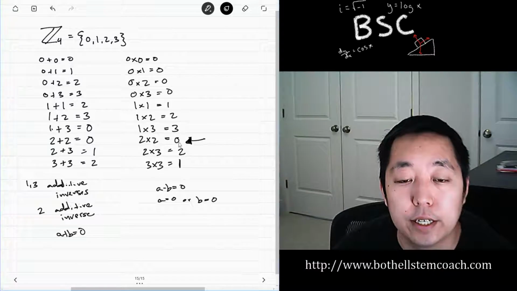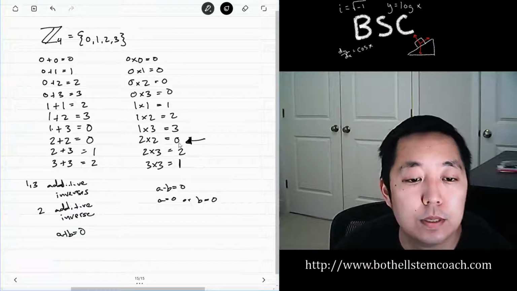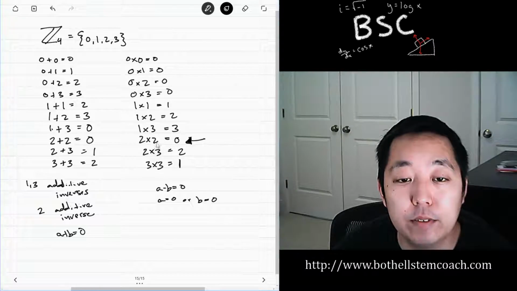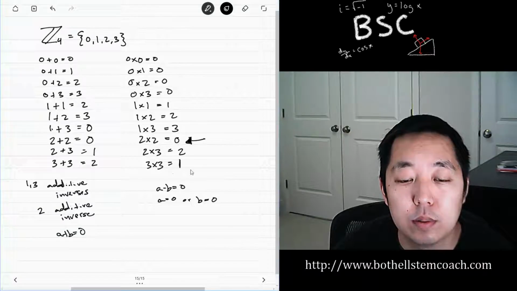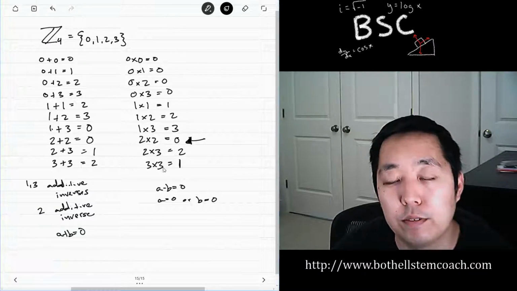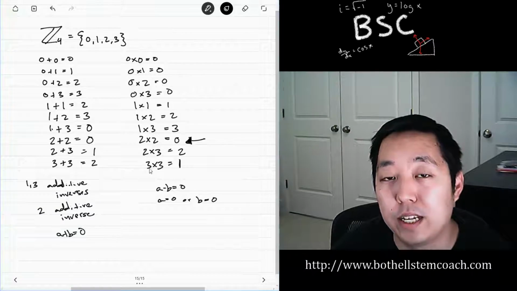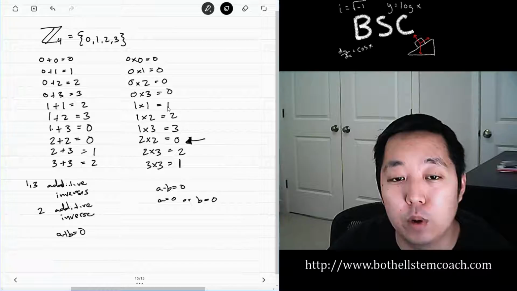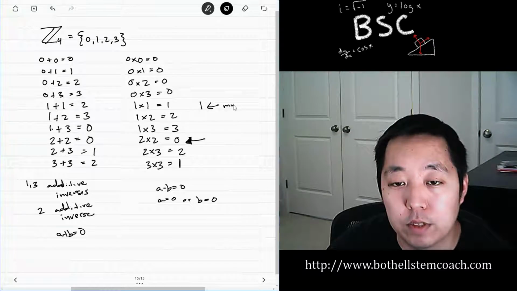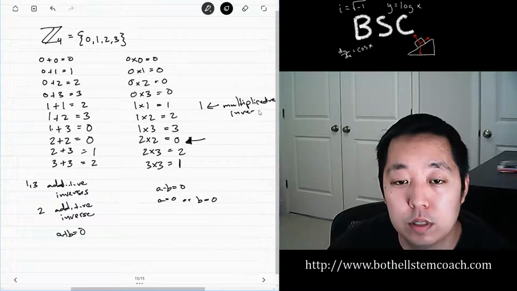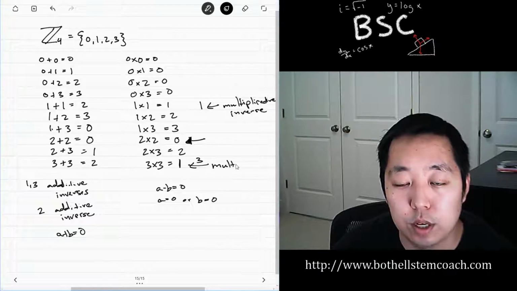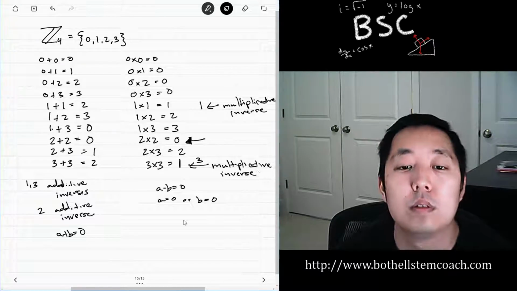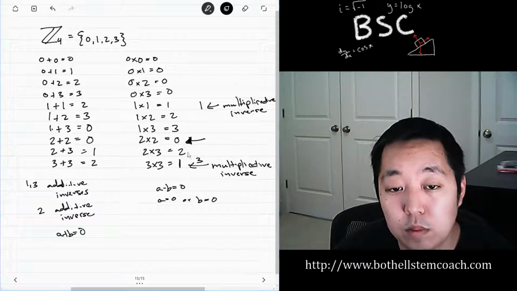What else is interesting? Let's see. Multiplicative inverses. We haven't talked about this. Multiplicative inverses are when a number is multiplied by another number and I get 1. So when do I get 1? Well, 1 is its own multiplicative inverse, because 1 times 1 is 1. And 3 is its own multiplicative inverse, because 3 times 3 also gives me 1. So that's also interesting. Okay.